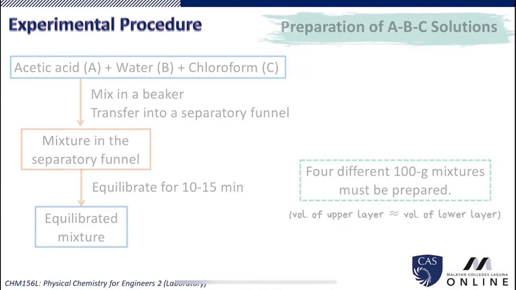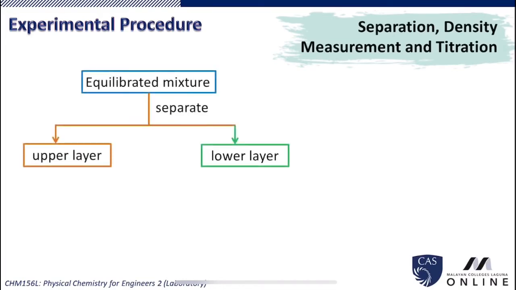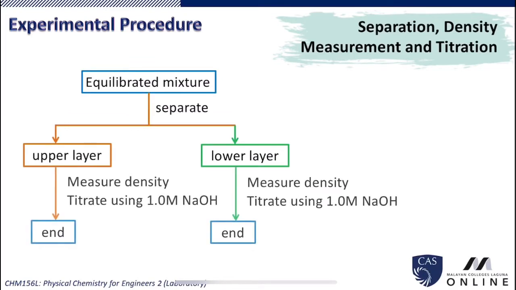After you have the mixture equilibrated, the next thing to do is to separate that, and then you measure the density and you titrate. So you separate the upper layer and then the lower layer. After that, you're going to measure the density using a pycnometer, which you already learned in Physical Chemistry 1 laboratory. And then you also have to titrate that using 1 molar sodium hydroxide. That sodium hydroxide would titrate the acetic acid component. Remember, you have the acid-base titration.